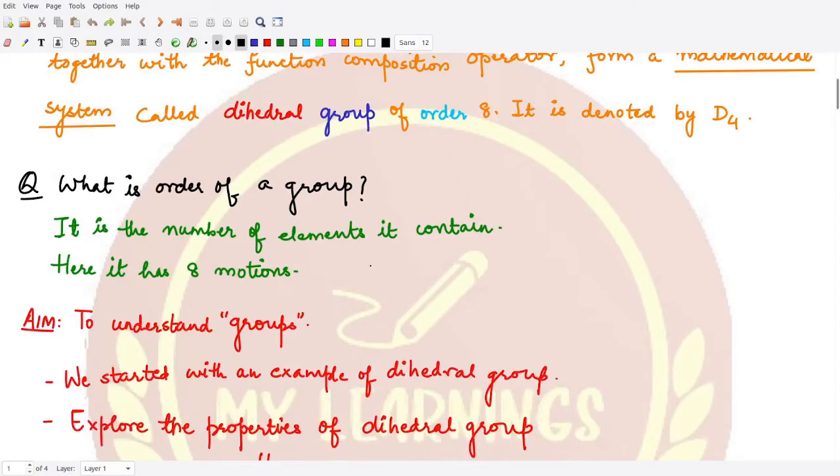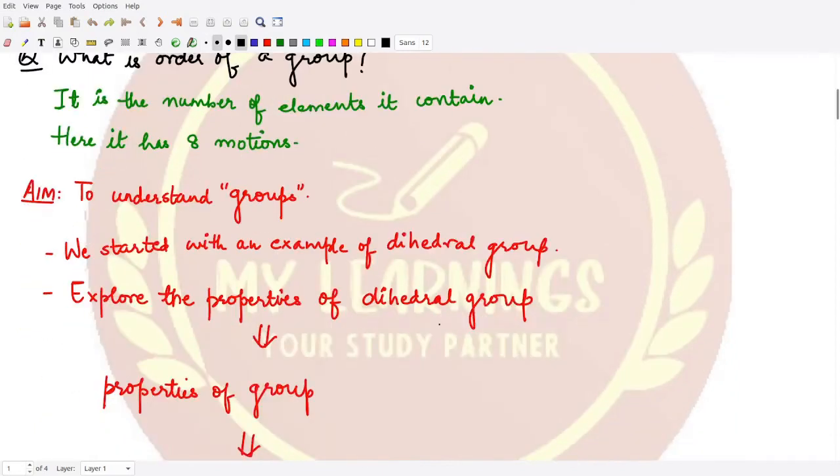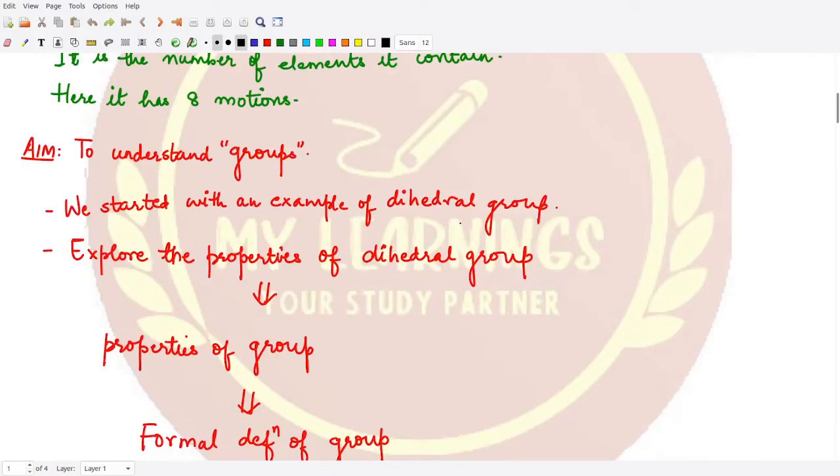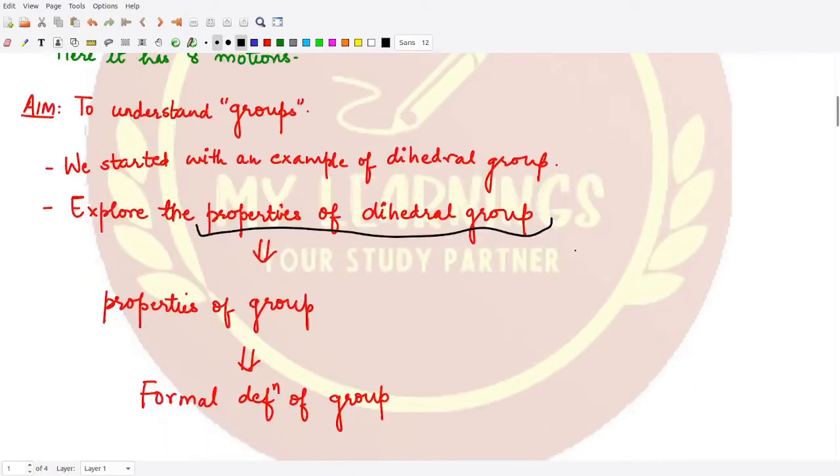Now, in order to understand what these groups are, we are taking the example of this dihedral group. For this dihedral group, we are constructing all the symmetries of the square, then constructing this group, and then seeing in detail what properties this group satisfies. And then using this example, we will be studying in general what properties a group satisfies, and then we will give a formal definition for a group, right?